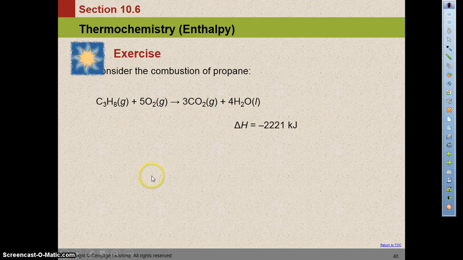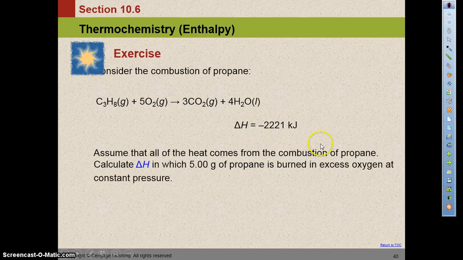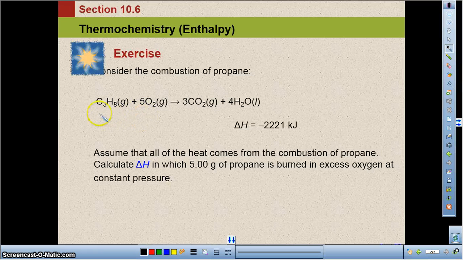Let's look at the next exercise. It says consider the combustion of propane. So C3H8 is propane, plus 5 oxygen gas, yields 3 CO2s and 4 H2Os. And the delta H for this reaction is 2,221 kilojoules for completion, and it's exothermic because of the negative sign in front of it. So let's see what they want us to look at. Assume that the heat comes from the combustion of propane. Calculate delta H where 5 grams of propane is burned in excess oxygen at a constant pressure. And it wants us to calculate delta H.